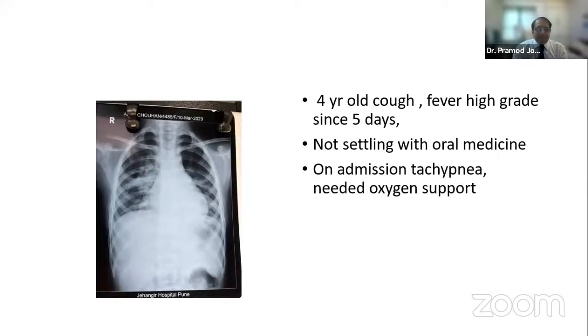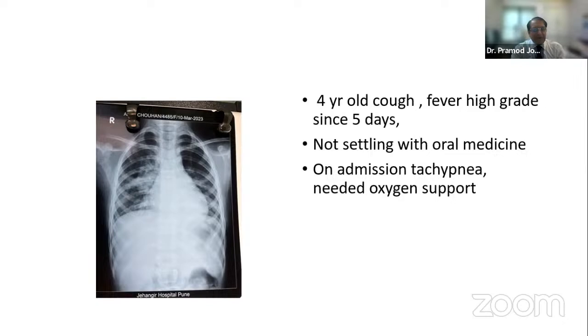So look at this child. I will show you some cases of flu. Now this 4-year-old child came with cough and fever and high-grade fever for 5 days. It was not settling with oral medicines. The pediatrician had started amoxicillin, but that also was not working. The child on admission had tachypnea and needed oxygen support.